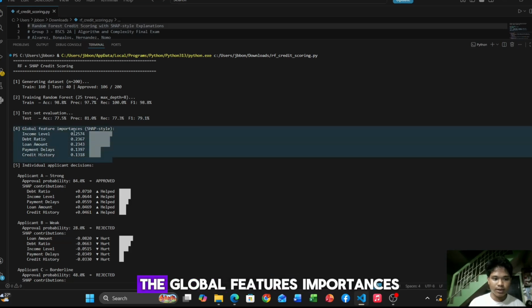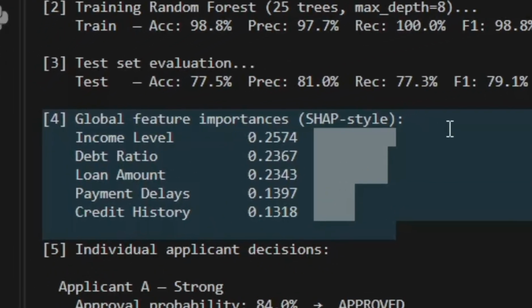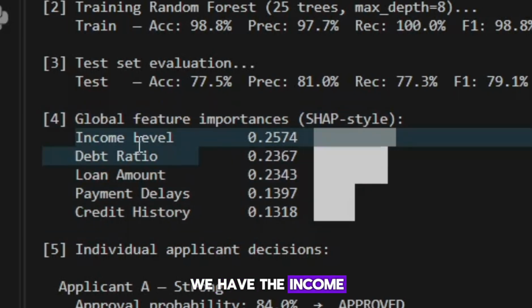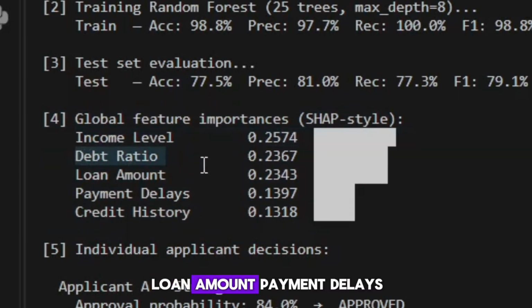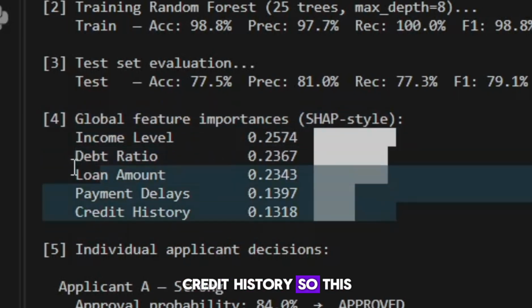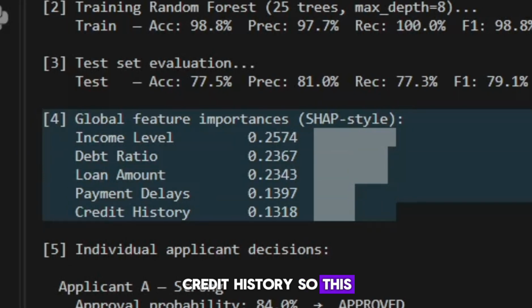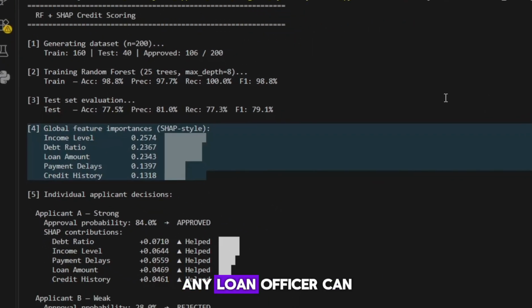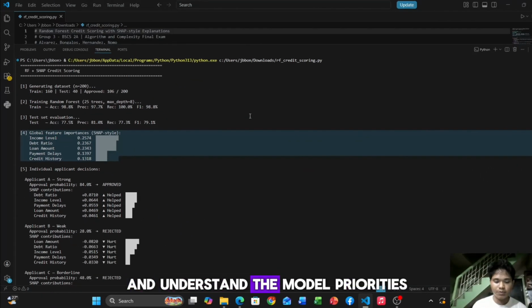So next, we have the global feature importances. For global SHAP importances, we have the income level, debt ratio, loan amount, payment delays, credit history. So this matches our expectation. Macro financial capacity features carry more weight than historical payment behavior. Any loan officer can read this chart and understand the model's priorities.